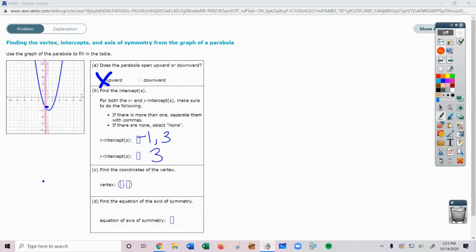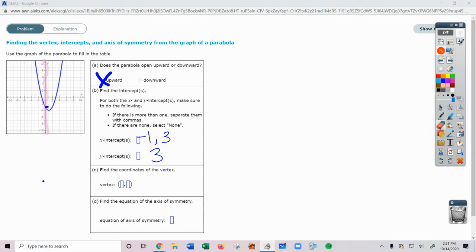We might have 2 x-intercepts. We might have 1 x-intercept. We might have no x-intercepts. But we almost always have 1 y-intercept, rarely 2. That would be something that's no longer looking at a quadratic.